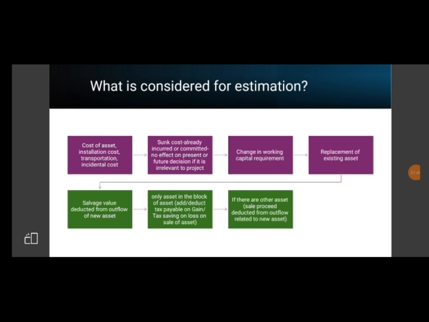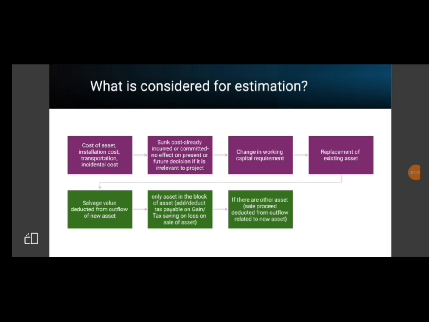And the other cost we are going to check is sunk cost or committed cost, which is already incurred and has no effect on present or future decisions, as it is irrelevant to the project. So we have to find these costs and ignore them while we are calculating the total cost. Then the change in working capital requirement.